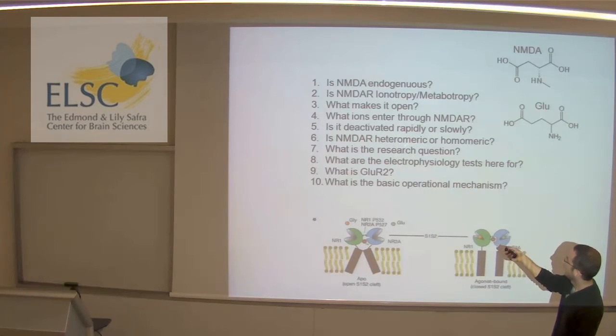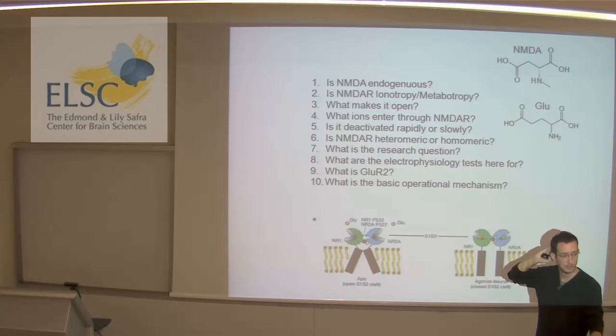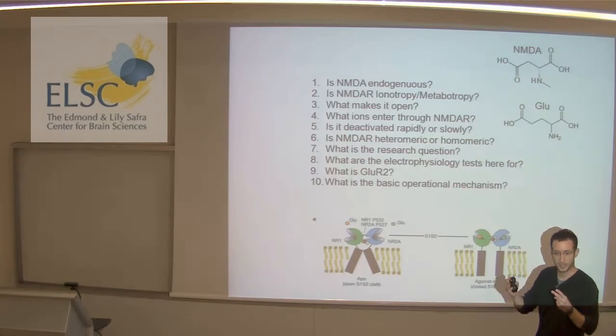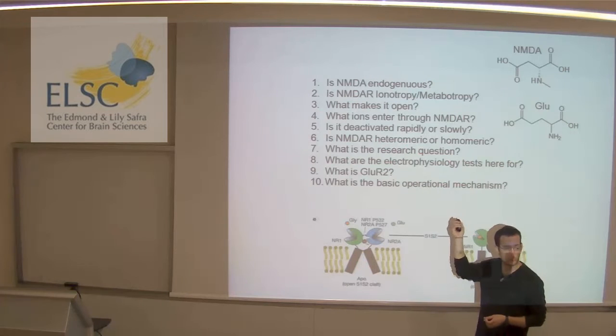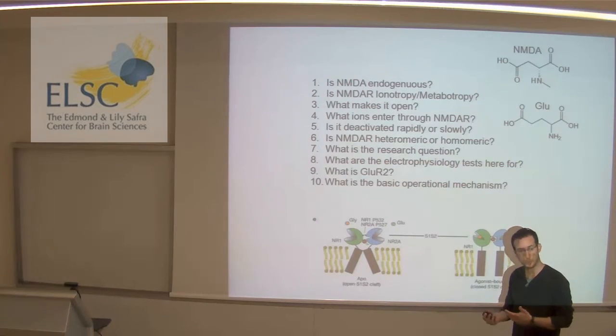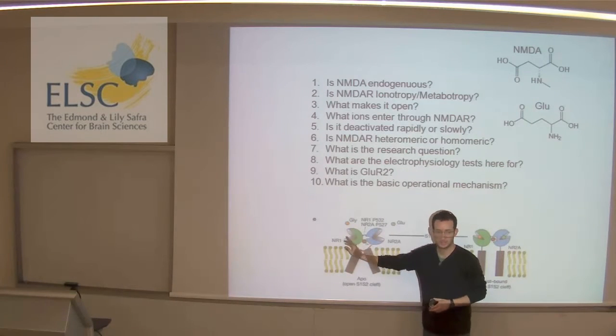Is the NMDA receptor heteromeric or homomeric? First, what does heteromeric mean? Right, it's built of two different units, and hetero means different as opposed to homomeric, which is built from two identical units. Is the NMDA receptor hetero or homo? It's a heteromer or heterodimer. It is built of two different, non-identical subunits.